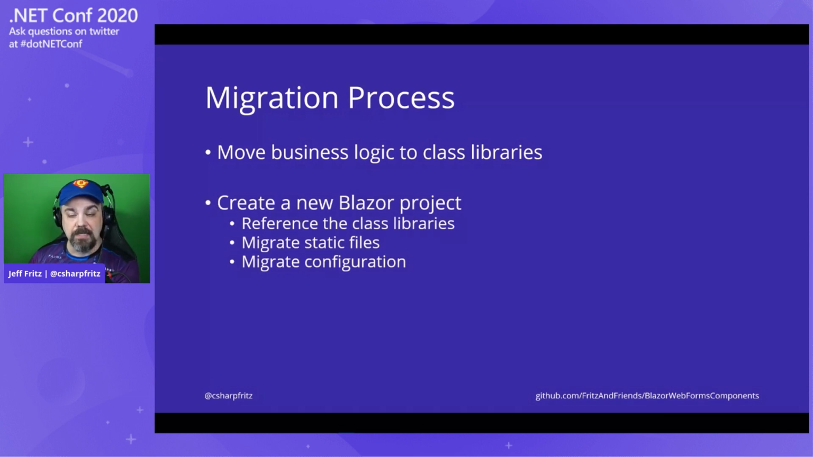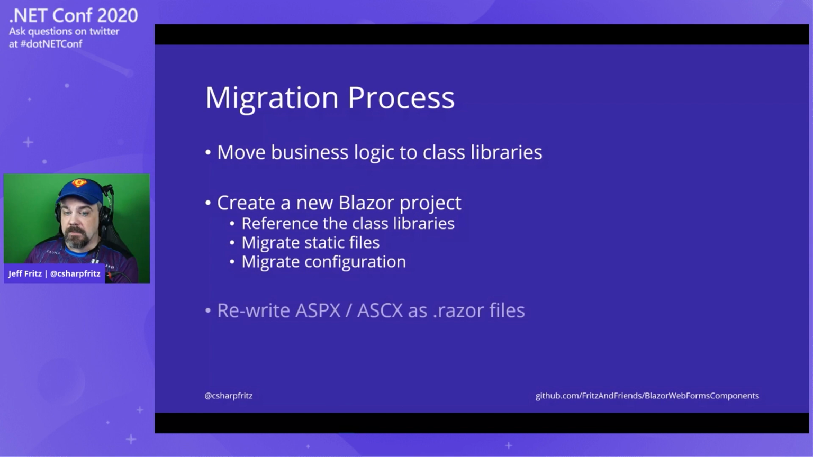Go and create your new Blazor project, reference those class libraries that have all your business logic in it, migrate your static files, your images, your CSS, your JavaScript files, all those static things that you have, get them migrated over there, and then migrate your configuration. Any of that system configuration you have in web.config, get it over into your configuration for your application. And then the big one, start rewriting those ASPX and ASCX as .razor files.